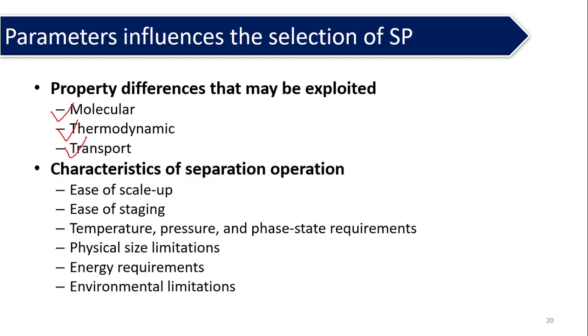And then the characteristics of separation operations, for example, ease of scale up, whether scale up is possible. Scale up means to increase the capacity. Suppose we want to double the capacity, is that possible or not? Sometimes there are separators where it is not possible to double the capacity, but in some separation processes scale up is very easy. So we have to think about this before selection of the separation process.